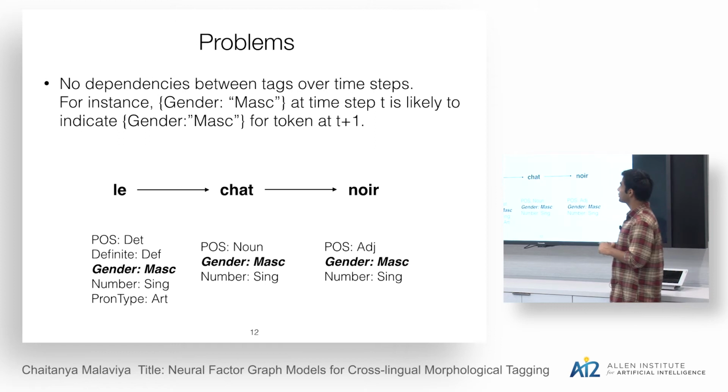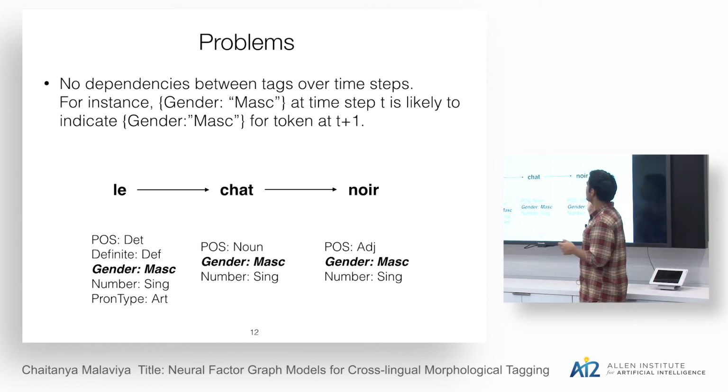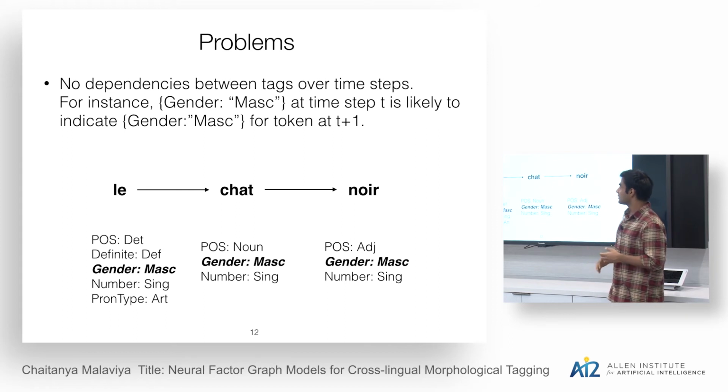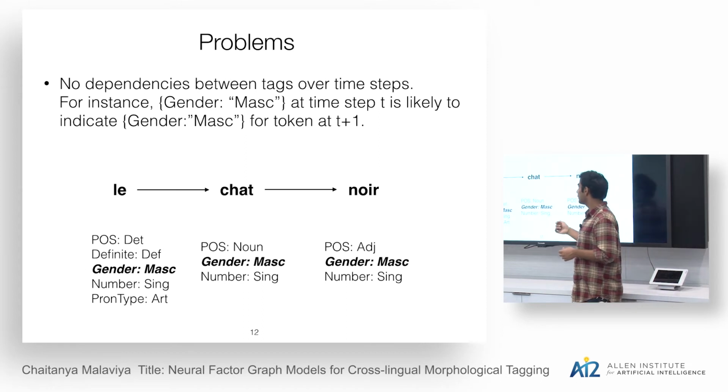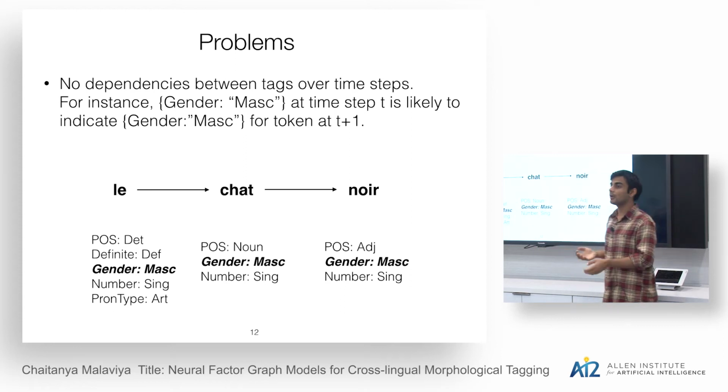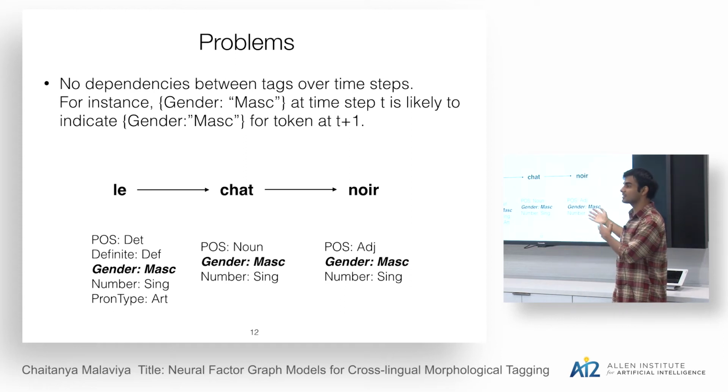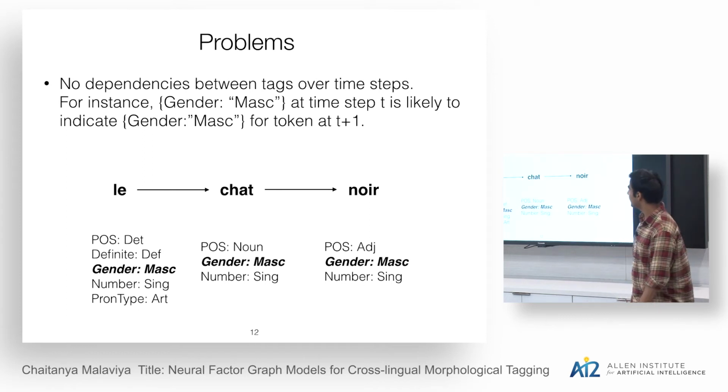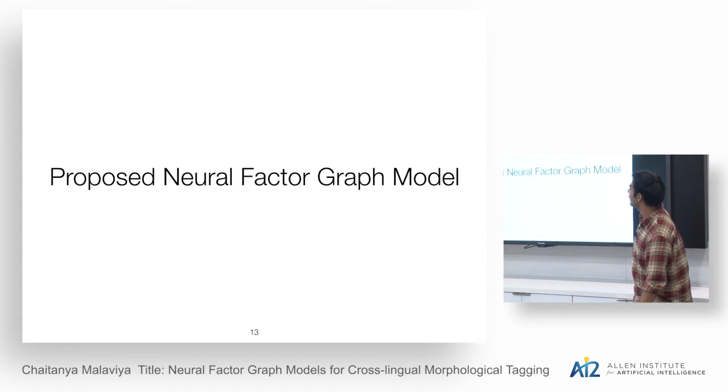The second issue with the existing model is that there are no dependencies between tags over time steps. So in a language that follows gender agreement, if we see an adjective which has masculine gender, then we're likely to see that the gender of the noun that follows or precedes it is also going to be masculine. But we're not explicitly representing this information in the baseline model because, again, we're predicting over tag sets, not over individual tags. So these are the main problems with the existing model.